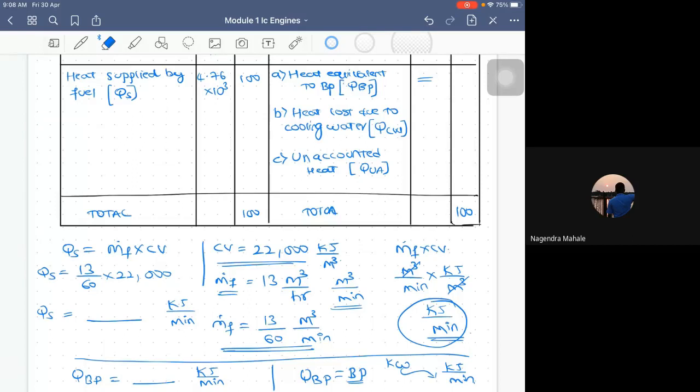I need answers from everyone, guys. Okay. 0.625. 0.625 into 10 to the power of 3. Is that the value correct? Just check.